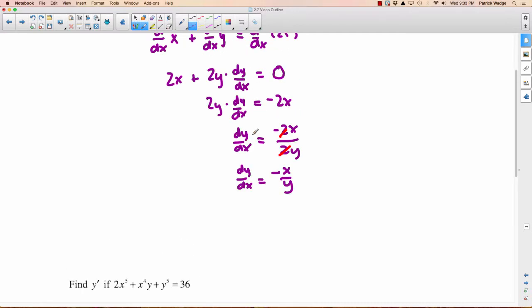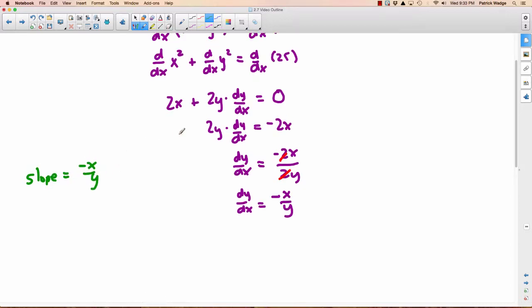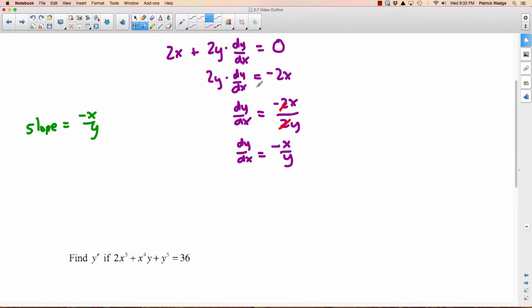All right, so we now know, we've done it implicitly, but we found the derivative, which means that the slope is equal to negative x over y. Well, we have an x and a y value right here. Negative 4 and 3 are the x and y values. So that means our slope is equal to negative 4 over 3, which is 4 over 3.